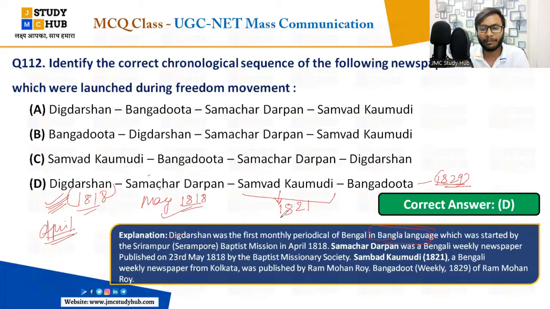Samvad Kaumudi, by Raja Ram Mohan Roy, a Bengali newspaper from Kolkata. And Bangdut is also a newspaper by Raja Ram Mohan Roy in the year 1829. Okay, it is all clear. Everybody, tell me quickly, very important.